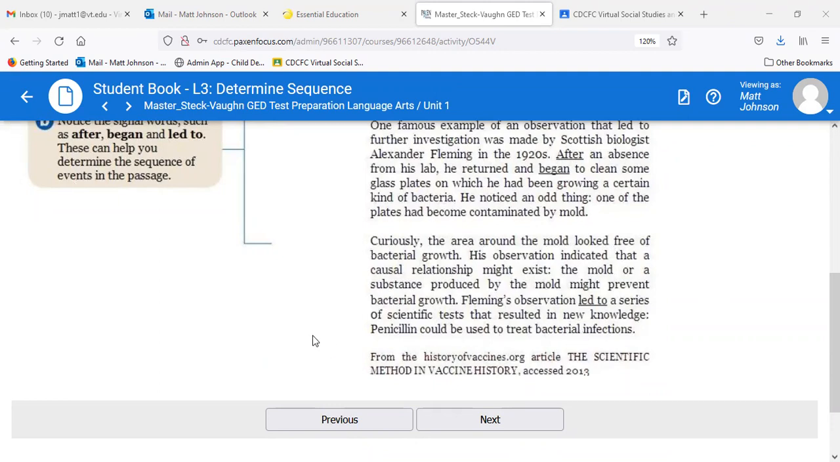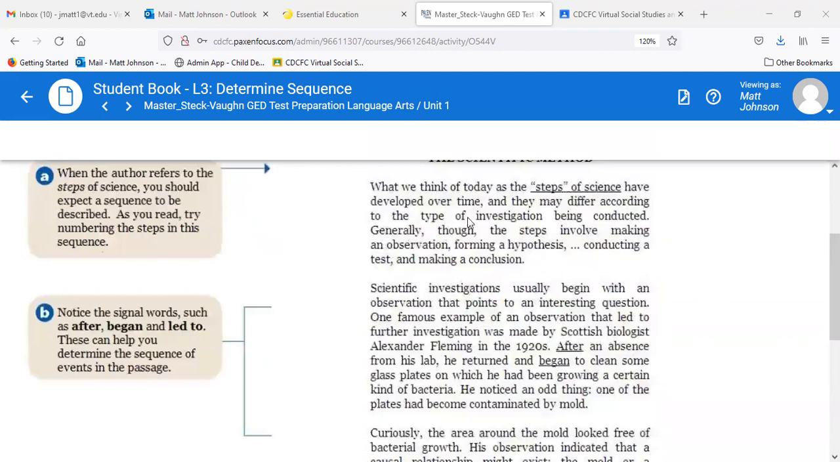And that's from historyofvaccines.org, an article on the scientific method in vaccine history, 2013. And then our two little text boxes here. So when the author refers to the steps of science, you should expect a sequence to be described. So as you read, try numbering the steps in the sequence. So that's one of the signal words we're looking for here, steps. What we know is it's going to follow a sequence of items.